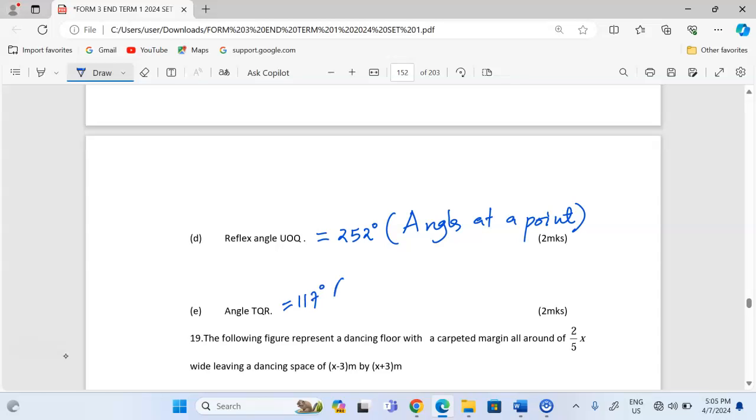And we can use any of the properties we have applied, like angles at a point and angles on a straight line.